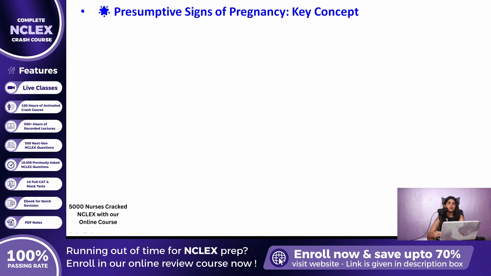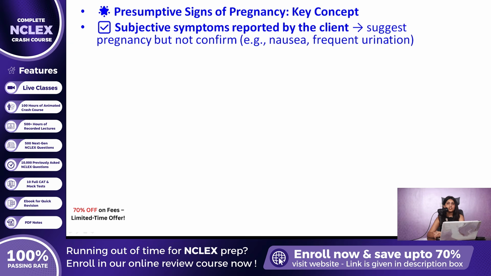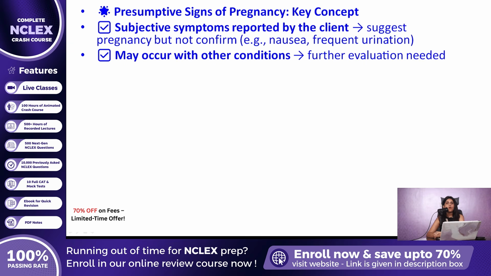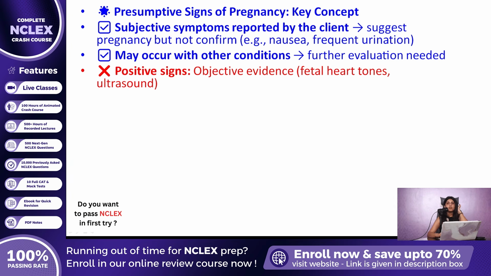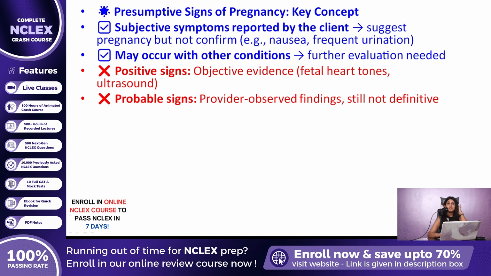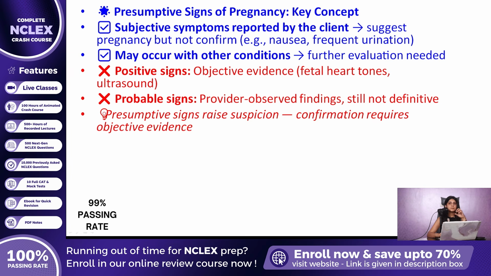Positive confirmation requires objective evidence, such as hearing fetal heart tones or seeing the fetus on ultrasound. Probable signs are provider-observed findings that could still have other causes. The key point is that presumptive signs, like nausea and frequent urination, raise suspicion of pregnancy but require further evaluation for confirmation.